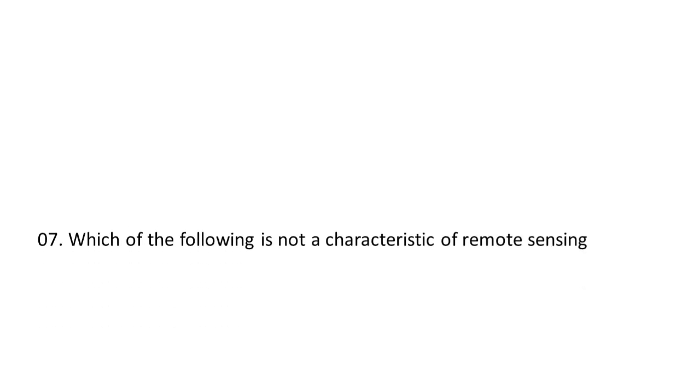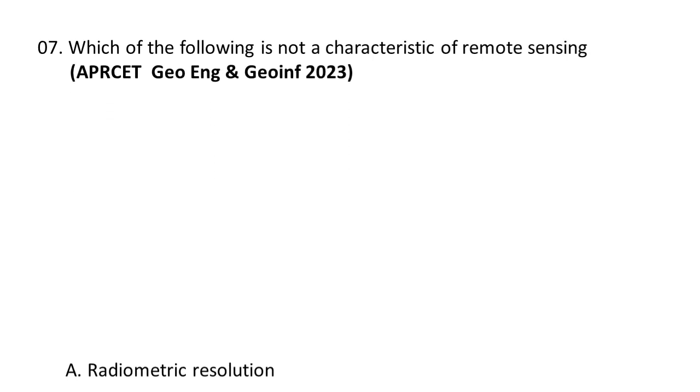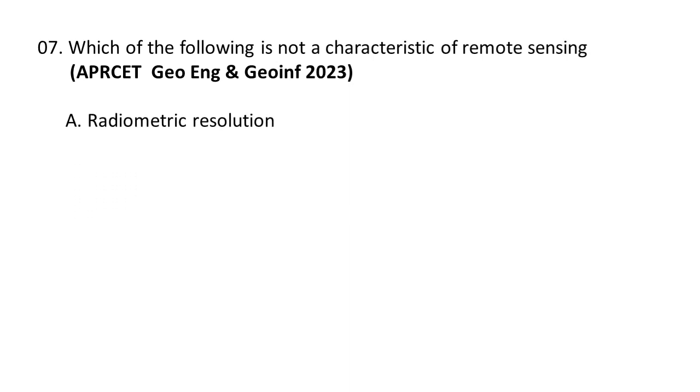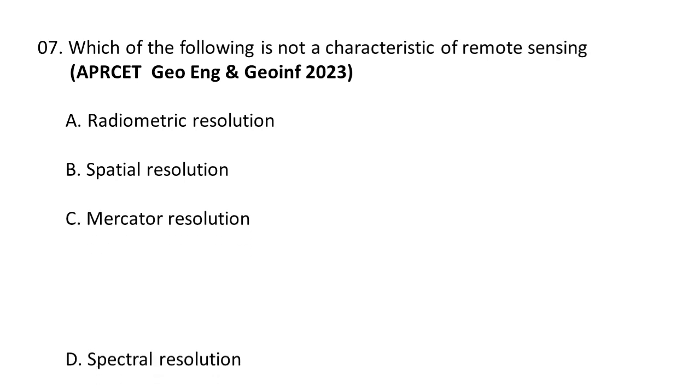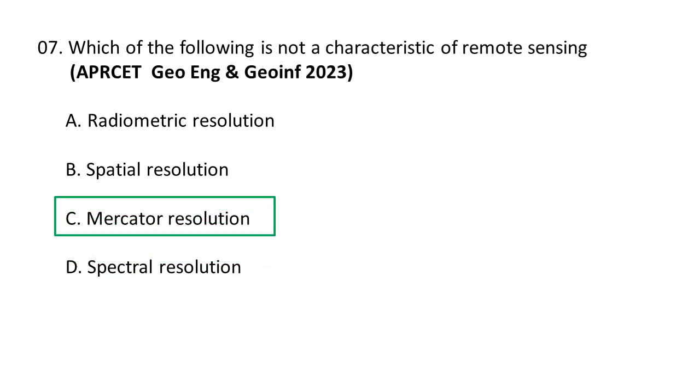Next question. Which of the following is not a characteristic of remote sensing? The choices given are A. Radiometric resolution, B. Spatial resolution, C. Mercator resolution, D. Spectral resolution. So, the correct option is C. Mercator resolution. It is not a characteristic of remote sensing. The Mercator projection is a conformal cylindrical map projection presented by Flemish geographer and cartographer Gerardus Mercator in 1569. So, this is not a characteristic of remote sensing. So C is the correct option.